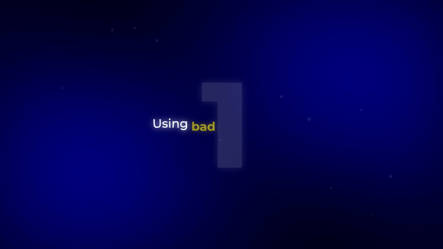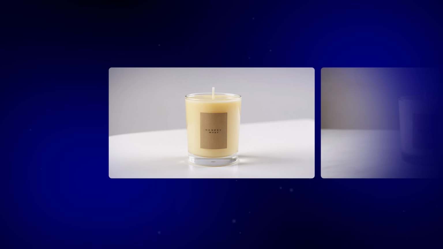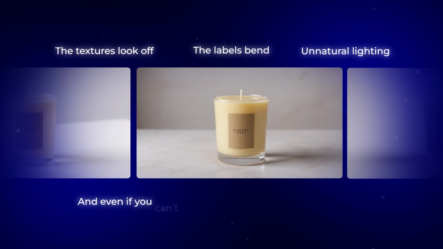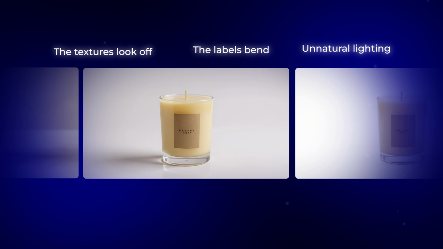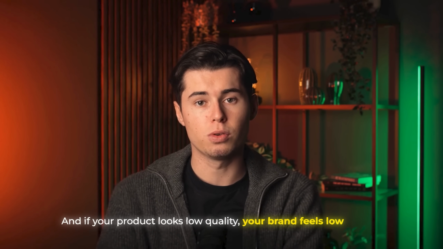Mistake number 1, using bad generators. A lot of people run their products through tools that are not built for image creation, like ChatGPT, and what they get back looks shiny but fake. The textures look off, the labels bend, the lighting feels unnatural, and even if you can't spot it right away, your customer can. They subconsciously file it as low quality. And if your product looks low quality, your brand feels low quality.